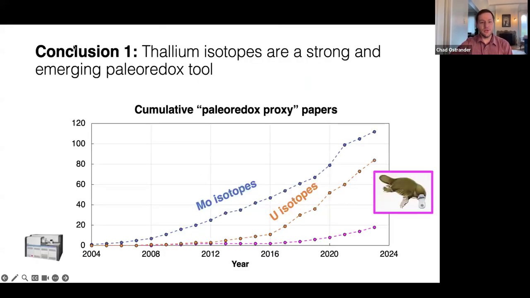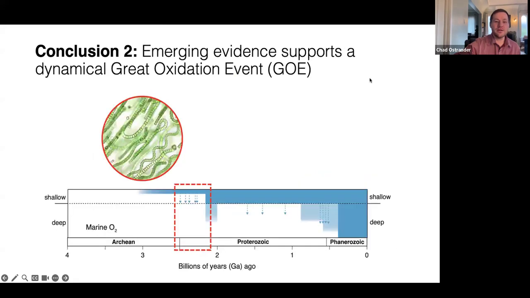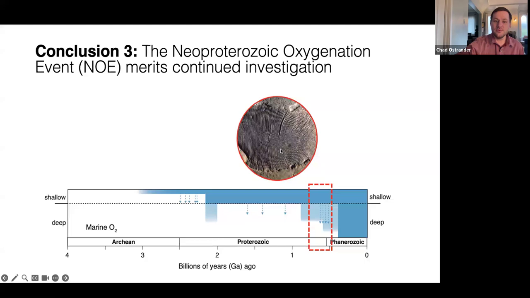So just to conclude here, the first conclusion from my talk is that if you didn't know, hopefully now you do: thallium isotopes are a strong and emerging paleoredox tool. It seems to have a really unique sensitivity and a really strong archive. Emerging evidence supports a dynamical Great Oxidation Event, extending early, even into the late Archean. It seems like there are these transient whiffs of oxygen, and it even seems to persist into the early Paleoproterozoic.